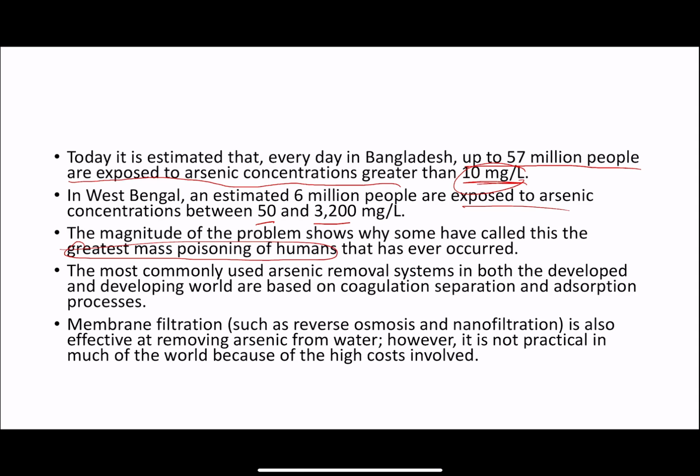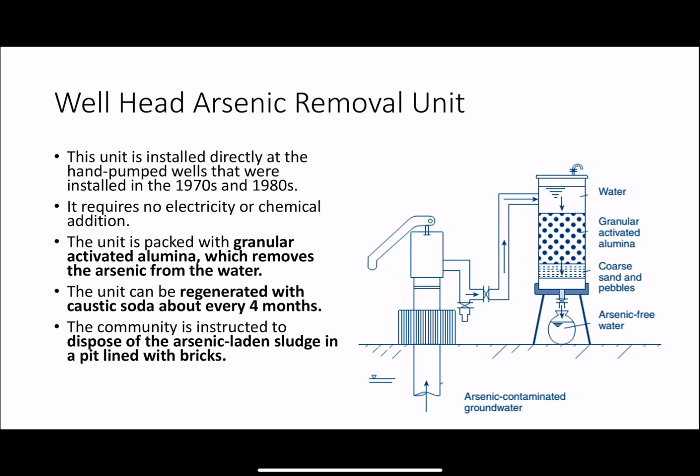There are some good treatment options now. The most commonly used arsenic removal systems in the developed and developing world are based on coagulation, separation, and adsorption processes. You coagulate these arsenic molecules in water and make them precipitate, and adsorption processes. Of course, there is membrane filtration, such as reverse osmosis. Nanofiltration is also used to remove arsenic from water. However, it is not practical because of the high cost of RO and nanofiltration.